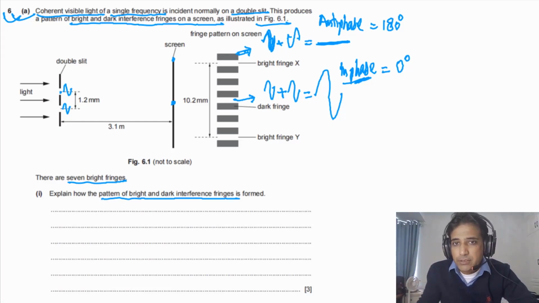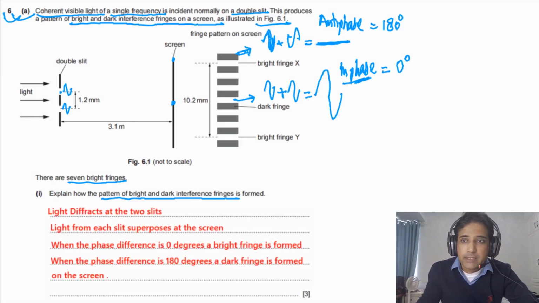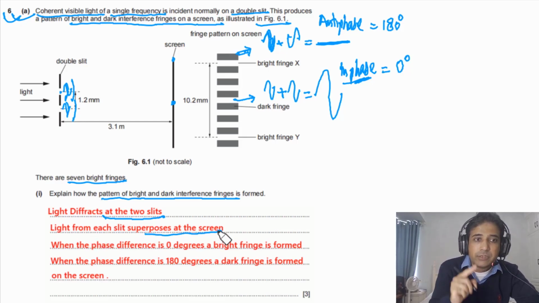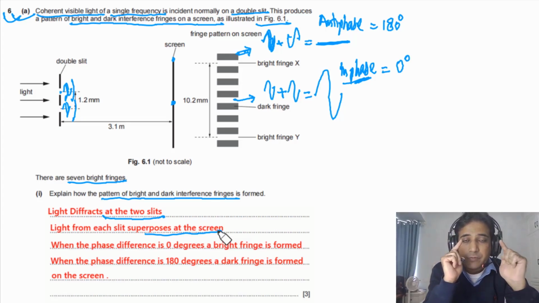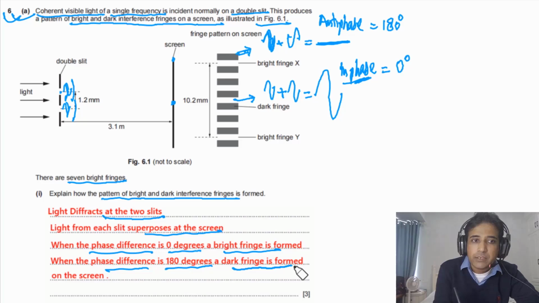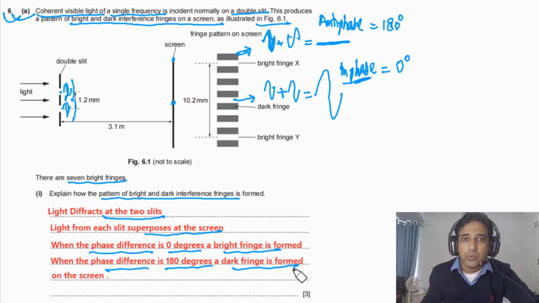Now let me show you how you can write down the answer. In the answer you can mention these points. You can simply say light diffracts at the two slits. Light from each slit superposes at the screen, meaning the waves from the slits meet at the screen. If the phase difference is 0 degrees, we will see a bright fringe, and if the phase difference is 180 degrees, we will see a dark fringe. So this is how you can answer.